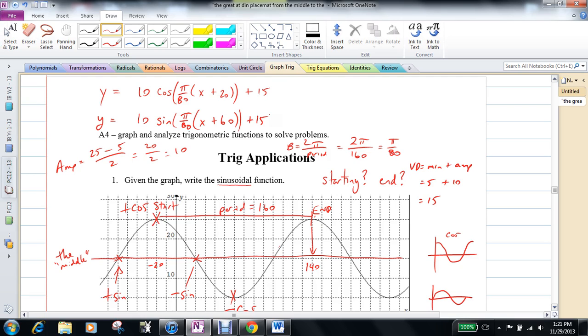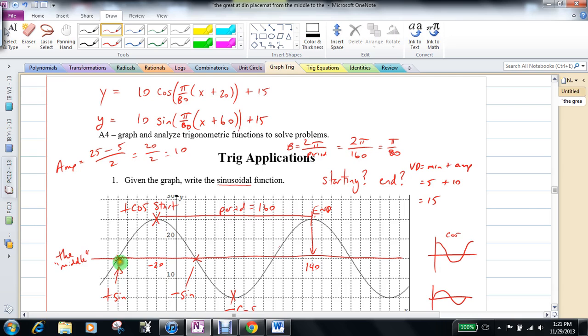Notice then that regardless of whether you pick a cosine curve or a sine curve, the only value that has changed is your phase shift. And that will be true no matter what. The amplitude of this curve has not changed. The size of the waves have not changed. The period has not changed. The vertical displacement has not changed. So those values will always stay the same. It's only the phase shift that will change.